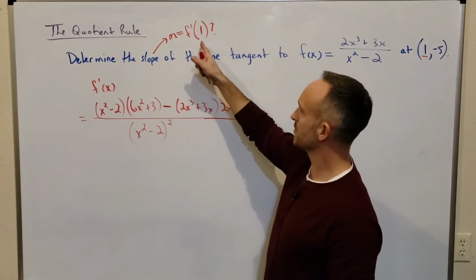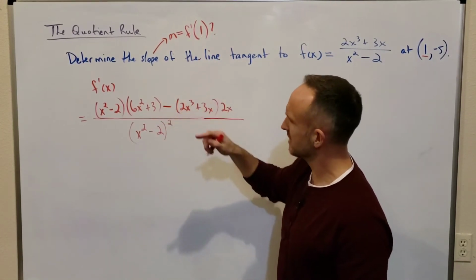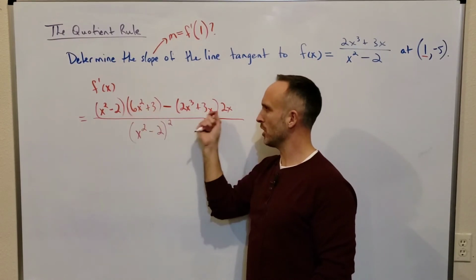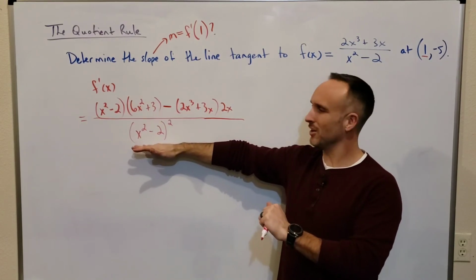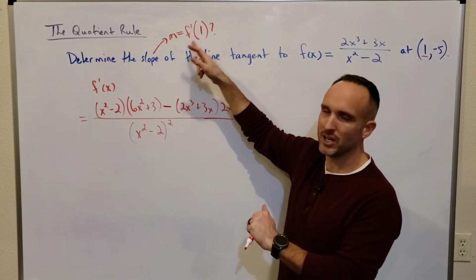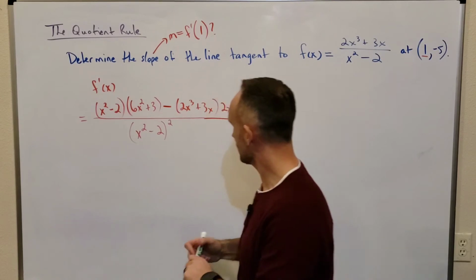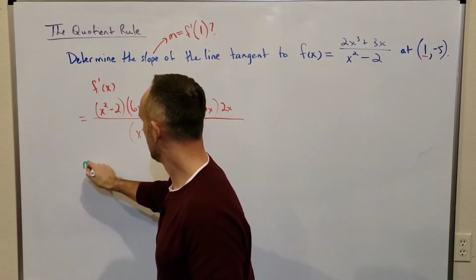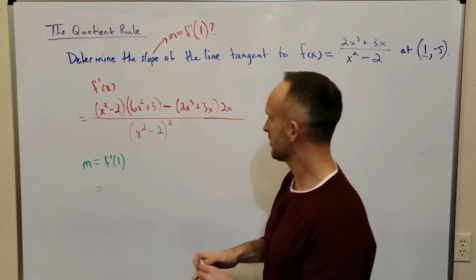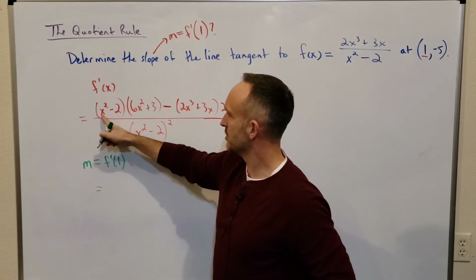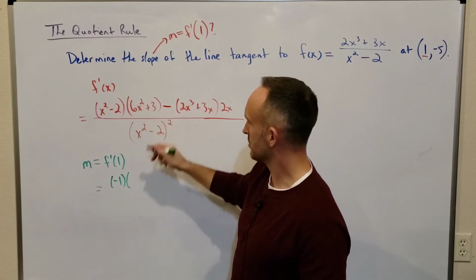Now, before I try to find f prime of 1, I'm going to go ahead and clean it up, although you could easily plug 1 into this. In fact, let's go ahead and do that. You could distribute all of this, combine like terms, and then plug 1 in. But since we're not going to be using this function for anything else, we're not going to be evaluating it for any other x value, let's just go ahead and find our slope, our f prime of 1. So m equals f prime of 1. Let's work down like this. So I get 1 squared minus 2. So 1 minus 2 is negative 1. Times 6 plus 3 is 9.